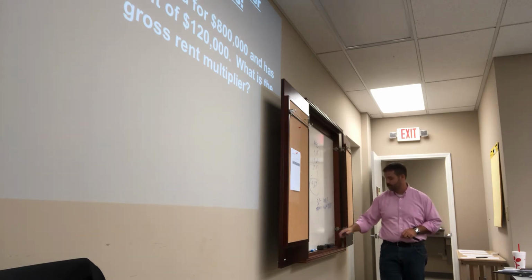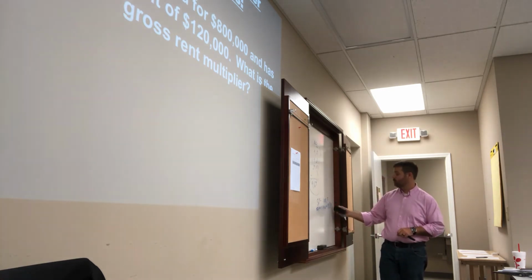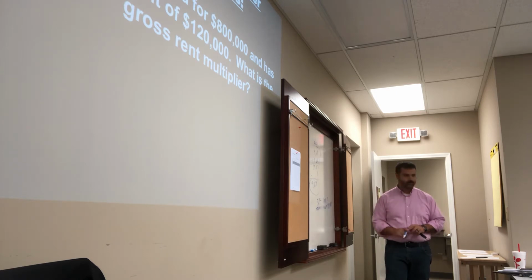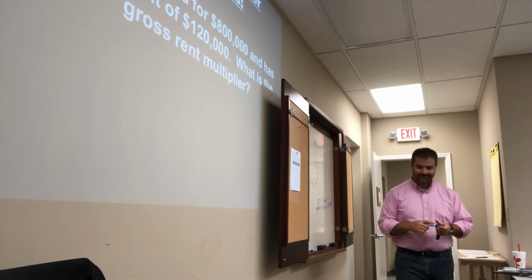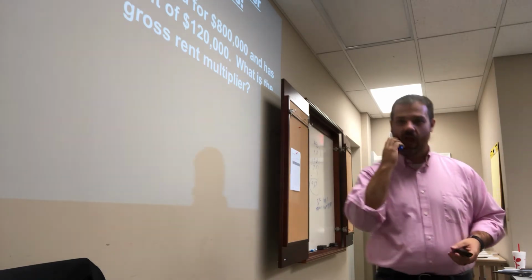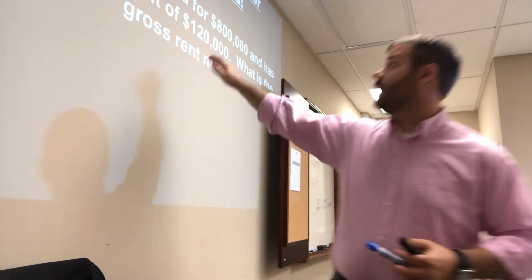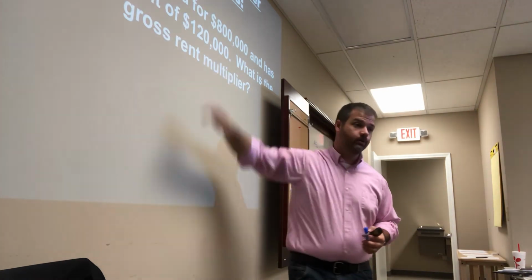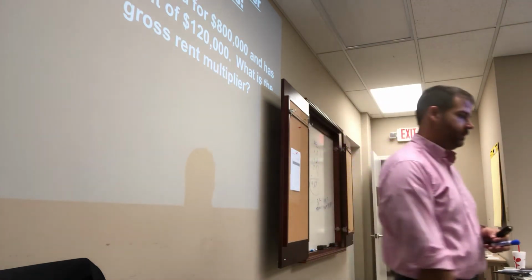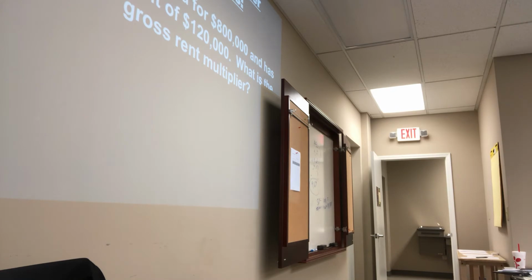I'm sorry, not gross monthly. Gross rent multiplier. Where did we get 10,000 from? We took the annual rent and divided by 12 months. Sorry, I skipped that step because I could do it in my head. So the annual rent divided into monthly.